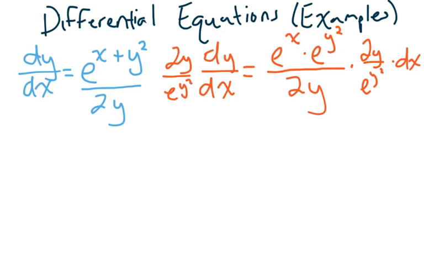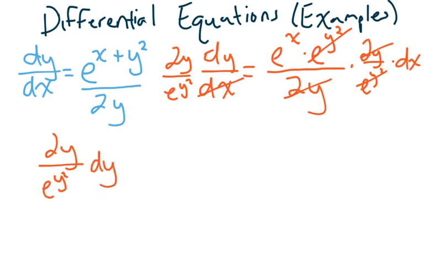And then I can just see that the dx will divide out to 1 there. And over here, this goes away, and this goes away, and this goes away. And I'm left with this separated differential equation, which is 2y over e to the y squared dy equals e to the x dx. This is a 2, it's a little sloppy, sorry about that.